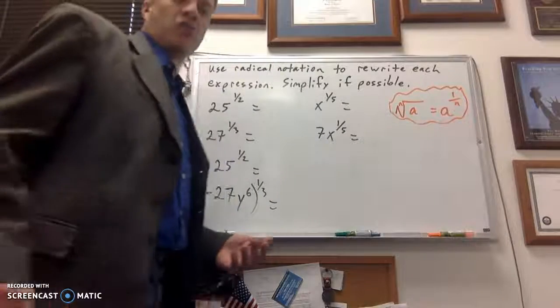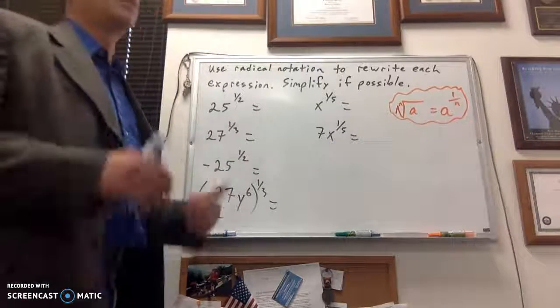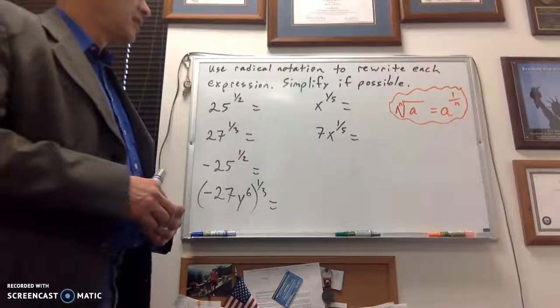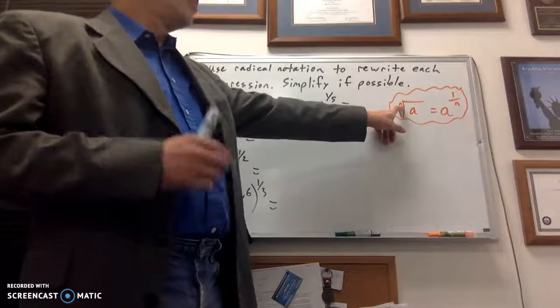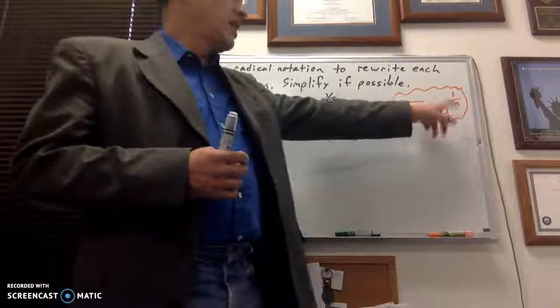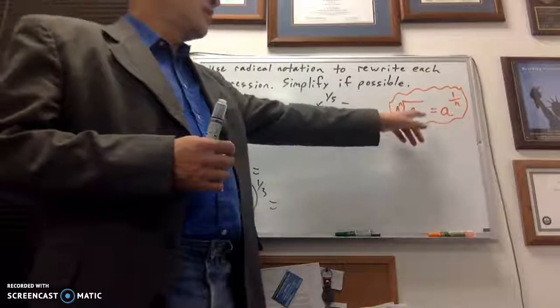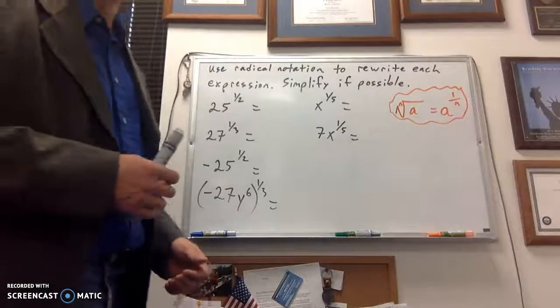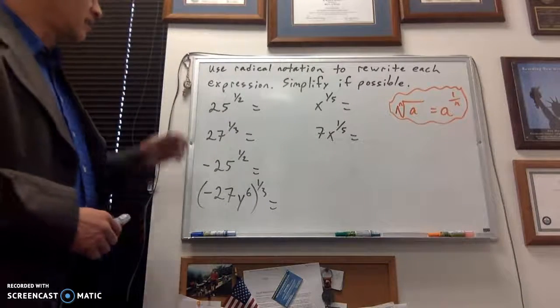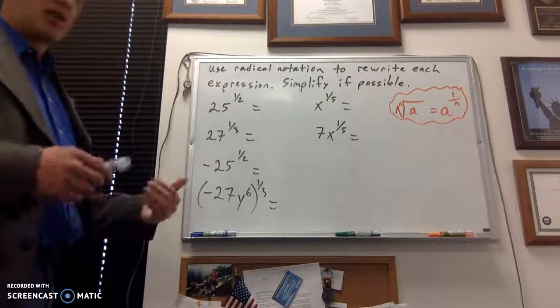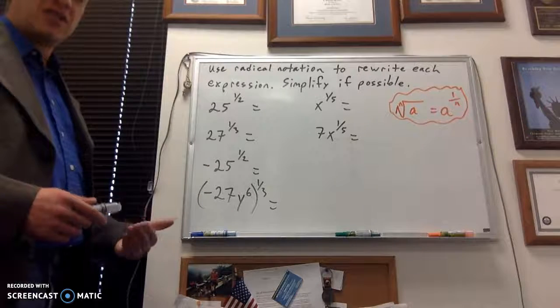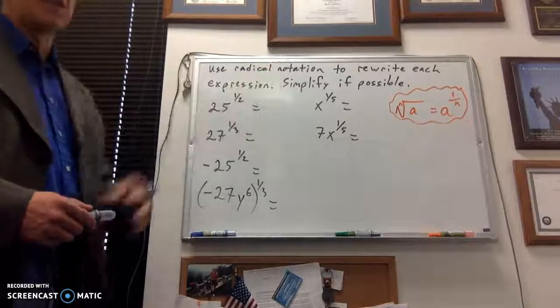That means you've got a root, not a square root. If there was an understood 2, then you'd be looking at a to the 1/2. If that was a 3, then it'd be a to the 1/3. You get the idea. So based on that idea, I've got six problems here for you to try out. Go ahead and hit pause and see if you can get these based on this idea.